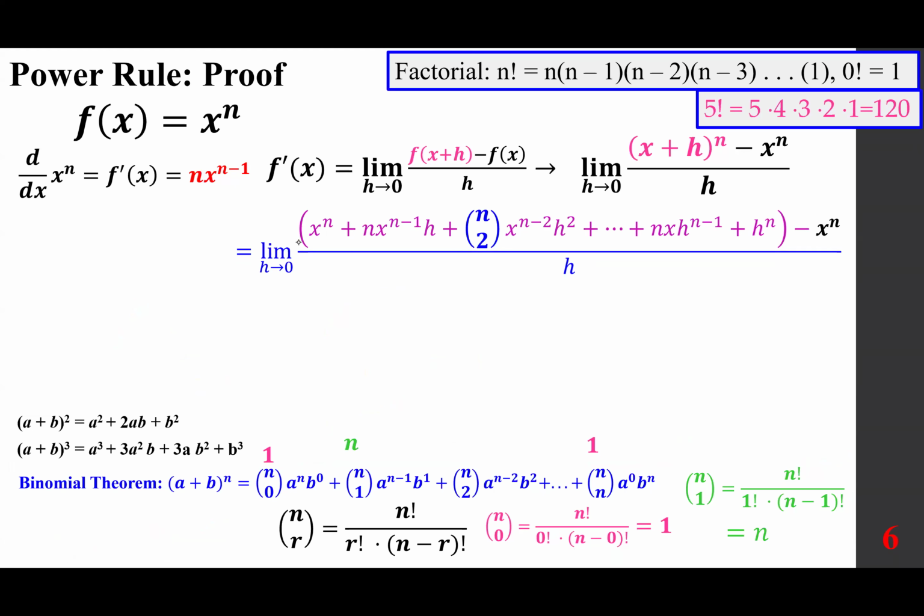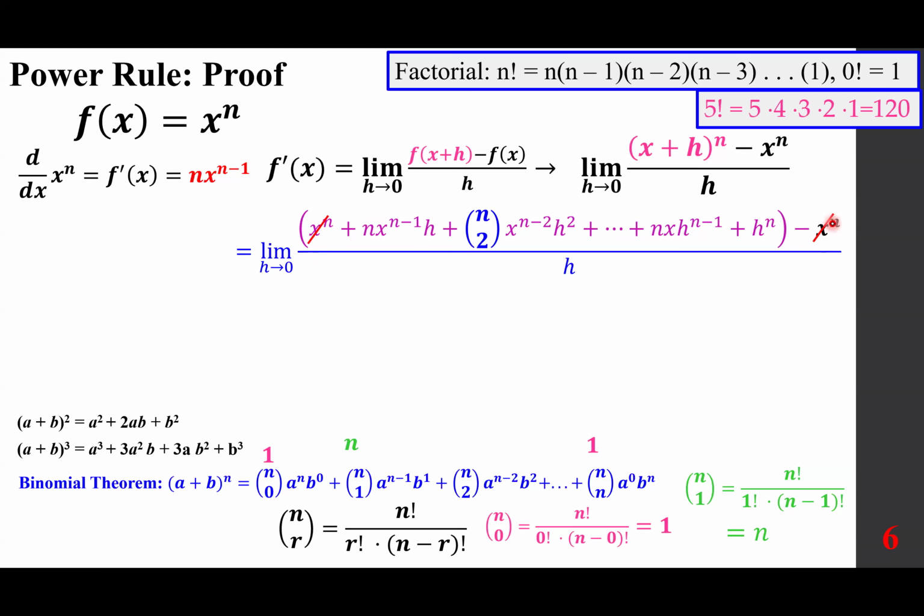So the first one is x to the power of n. The next one is n, x to the power of n minus 1, h. And we go all the way to the end, which is h to the power of n. By the way, this one is n choose 2, just as it is here, and we don't even need to know what that is. You'll see in a moment why. First of all, this one and minus x to the power of n cancels.